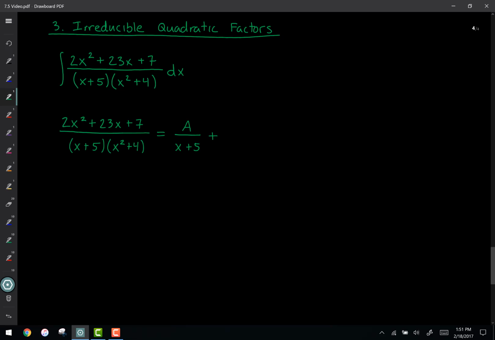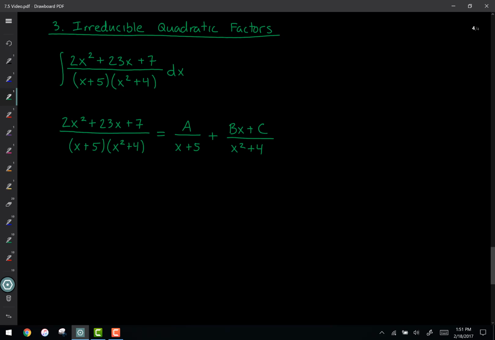plus, now the thing that's new for our irreducible quadratic factor, you're going to set up a linear piece up in the numerator. So you're going to have plus Bx plus C over x squared plus 4. Okay, so linear factors just get a letter. Repeated linear factors, every power of that repeated linear factor gets a letter fraction thing. And then the irreducible quadratic factor gets a linear piece upstairs, so we get a Bx plus C.